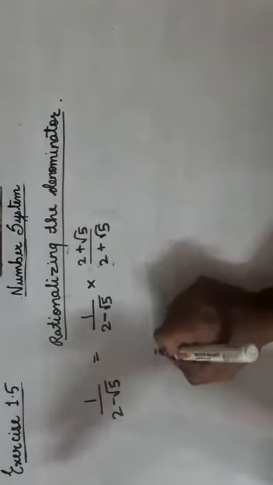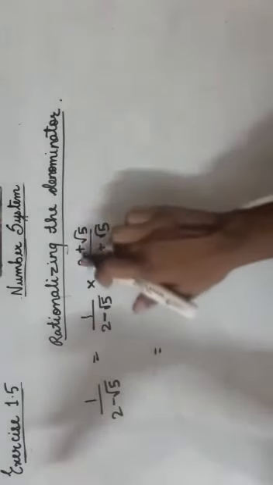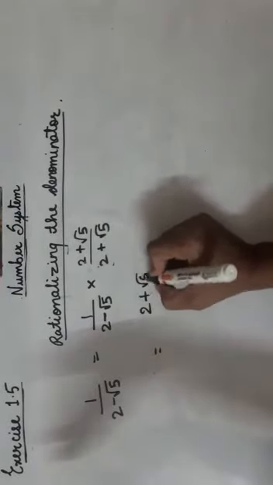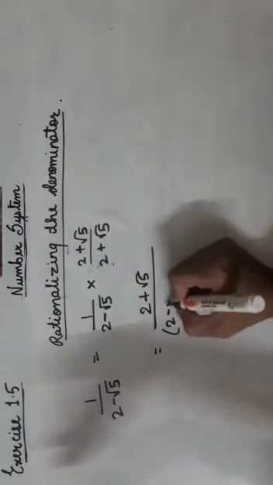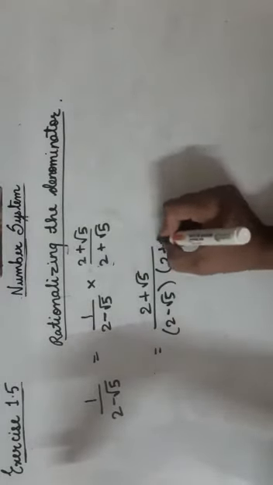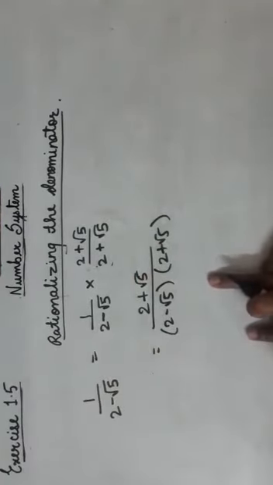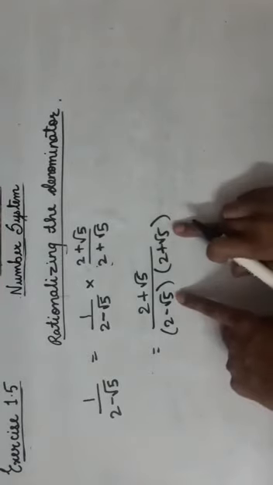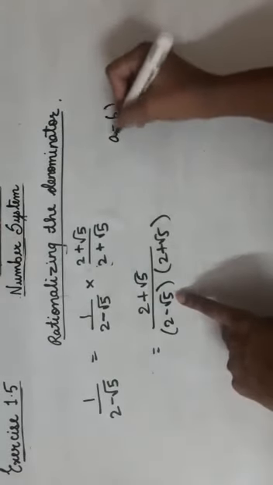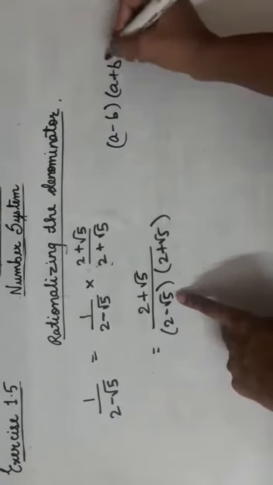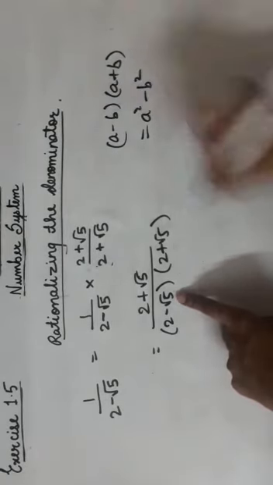Now if you see, the multiplication is directly solved by multiplying numerators and denominators. 1 into this 2 plus root 5 is the same number, 1 into anything is the same number, so 2 plus root 5 will come in the numerator. Now multiply the denominators, it will be 2 minus root 5 into 2 plus root 5. Now check your denominator properly. It is of the form a minus b, a plus b. This is nothing but the a square minus b square formula, right?